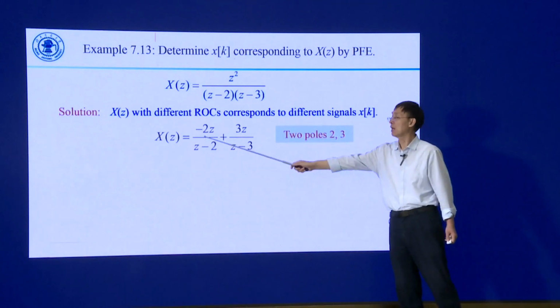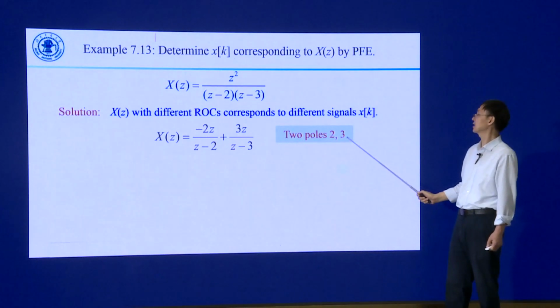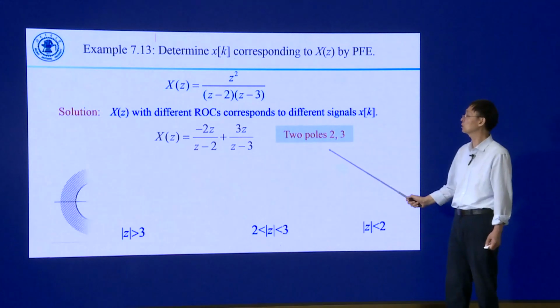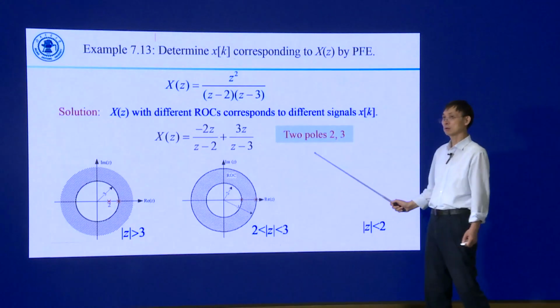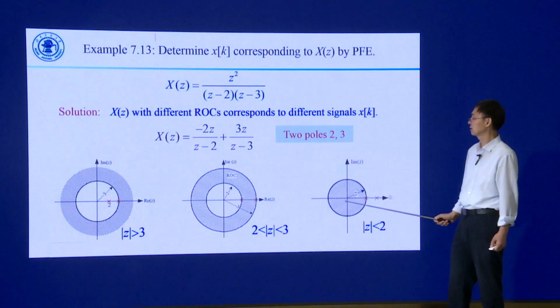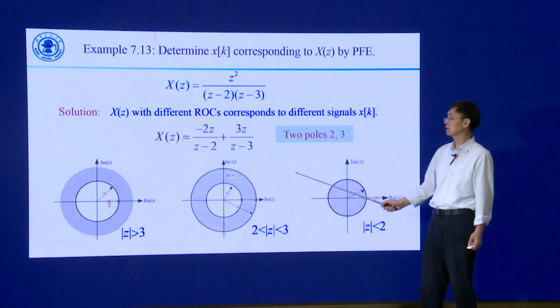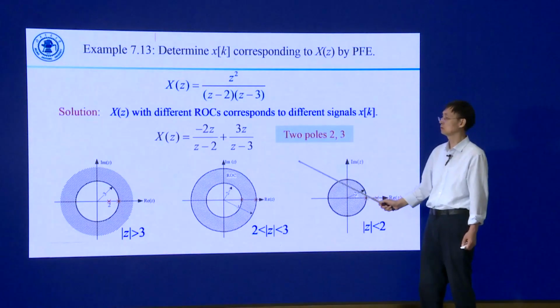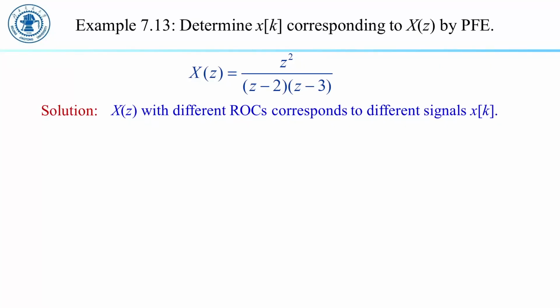This X of Z has two poles. One is 2, another is 3. According to the poles, we can have 3 different regions of convergence. In the region of convergence, it doesn't include any pole. This is the position of the poles. According to the different ROC, we can get the corresponding signal.